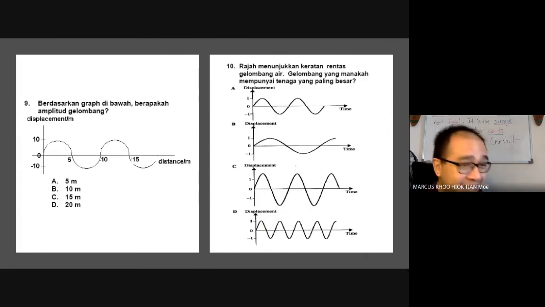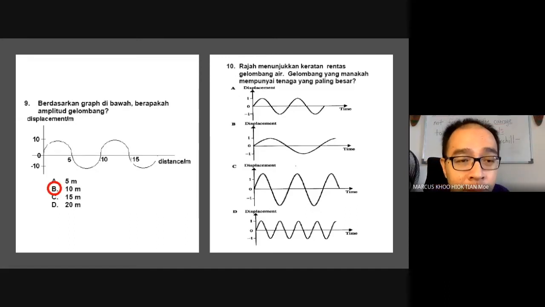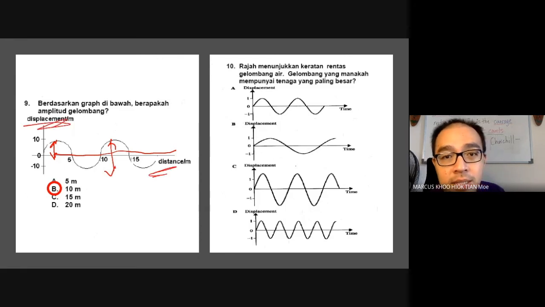Okay, number 9. Can I have Joey for this, please? B. Okay, very good. 10 meters. Amplitude. Remember, guys, amplitude is always counted from the equilibrium position, not this whole thing. That's not the amplitude. Even more so, this is the displacement distance. Okay, which wave has the biggest energy?